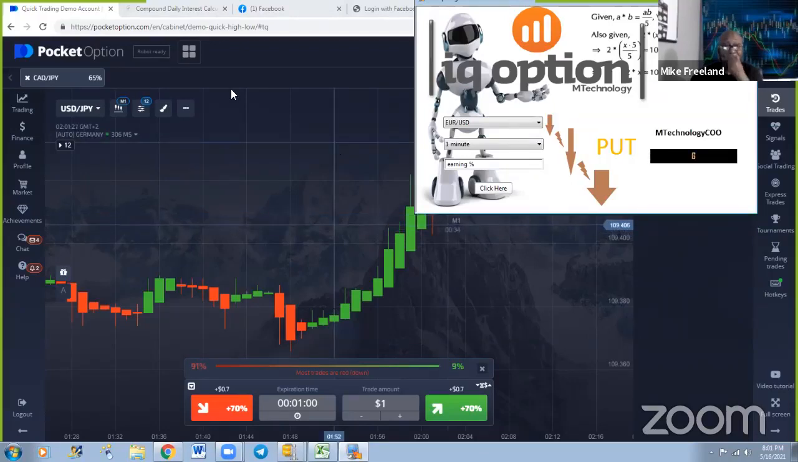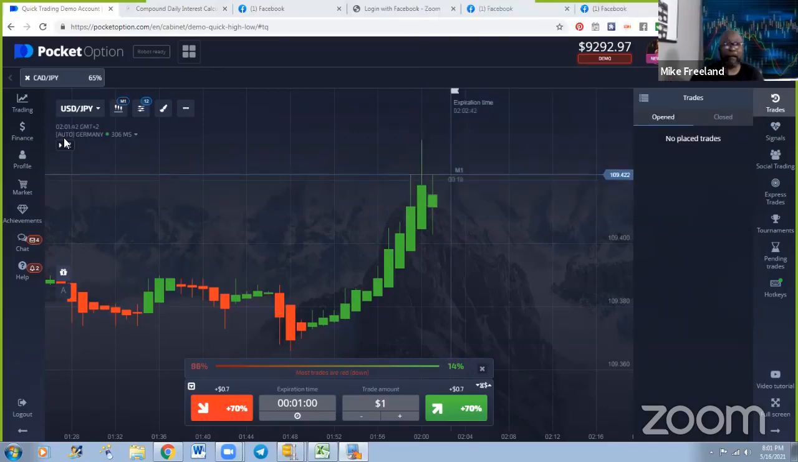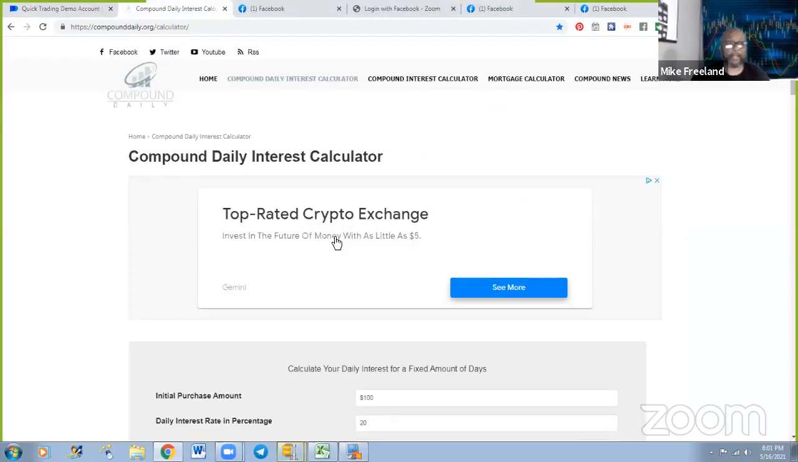Now, here's something else I want to show you guys. You incorporate this particular AI indicator, artificial intelligence indicator. Let me move it out the way for a moment. You incorporate that, let's just say, you've seen this before with me, with this compound daily interest calculator, okay?